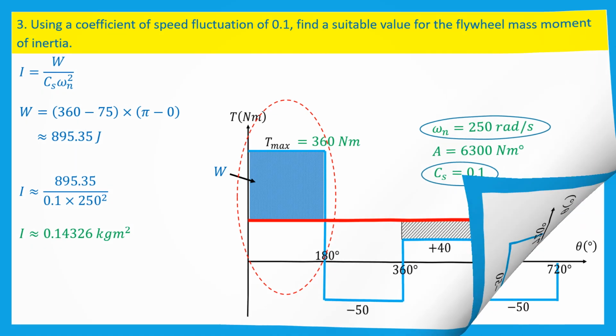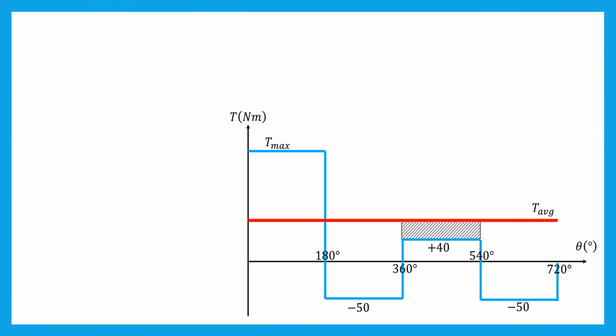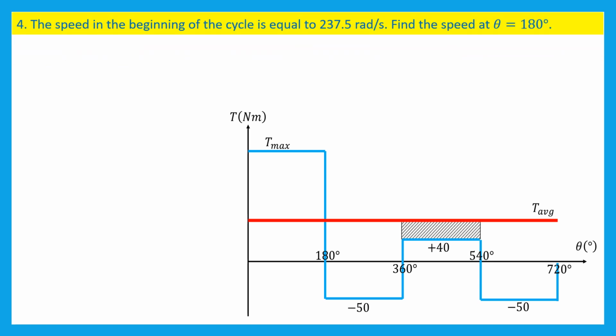Let's move now to the fourth and last question. It is asked to find the speed when theta equals 180 degrees, knowing that in the beginning of the cycle the speed is equal to 237.5 radians per second. Thus, in the beginning of the cycle, at theta equals 0 degrees, the speed is equal to 237.5 radians per second. And we would like to determine the speed at theta equal to 180 degrees.